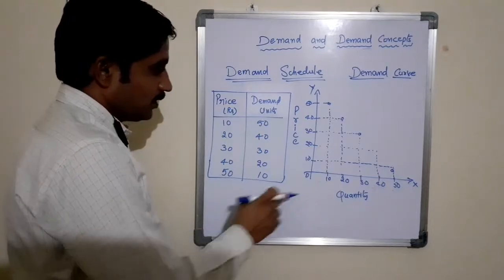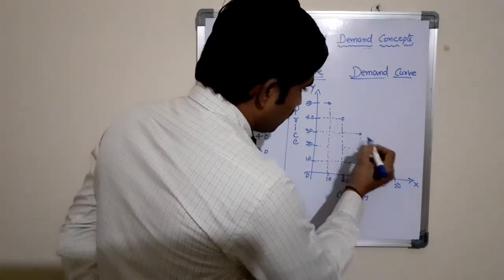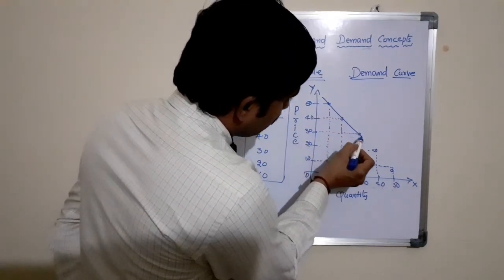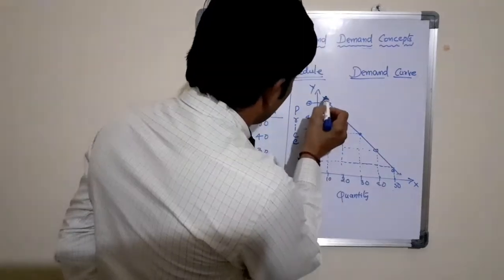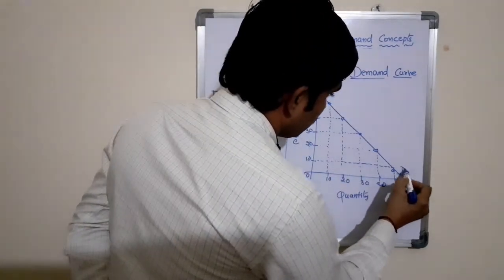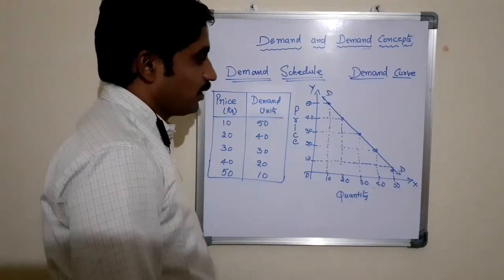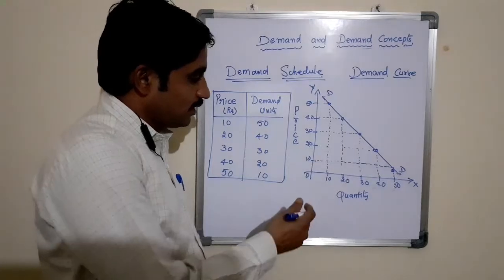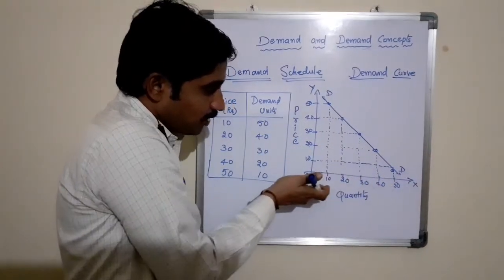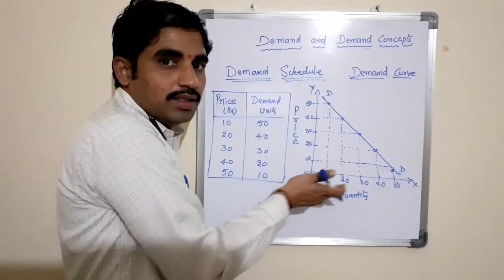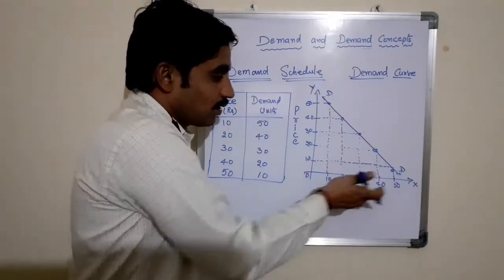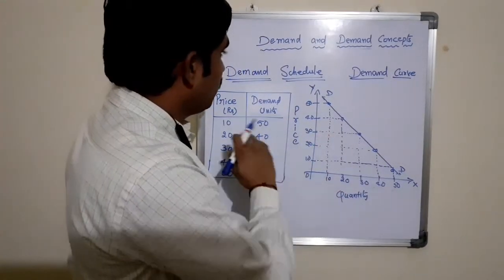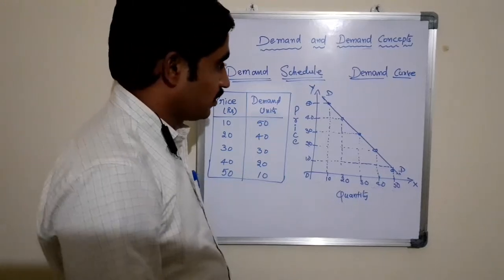After plotting the points in the graph, now we need to connect these points in order to arrive at the demand curve. So here this is our demand curve. Here DD is the demand curve which is flowing from left to right downwards. As the price is increasing, the quantity demanded of the product is decreasing. This is how we show the demand schedule and the demand curve.